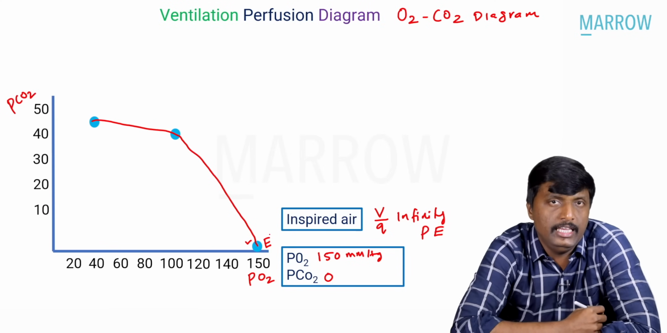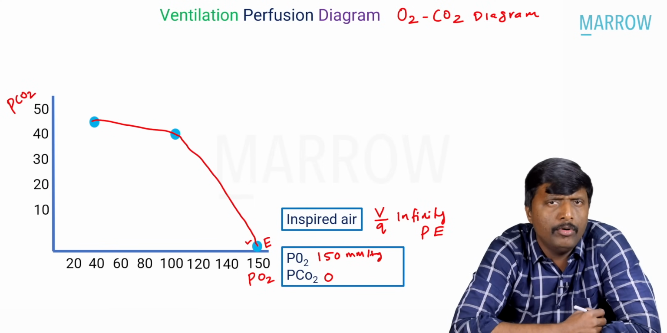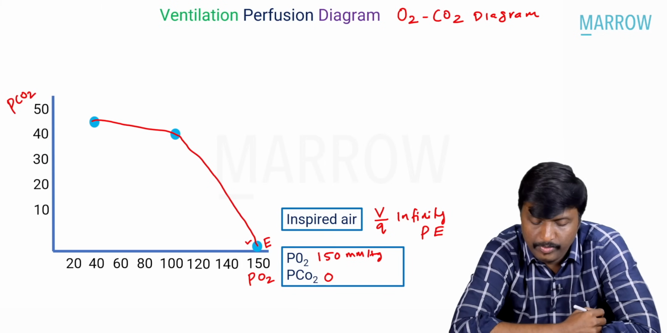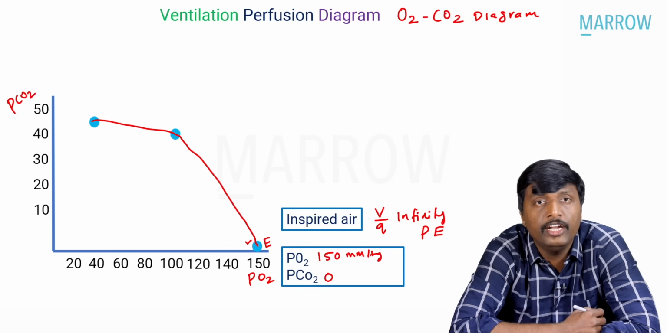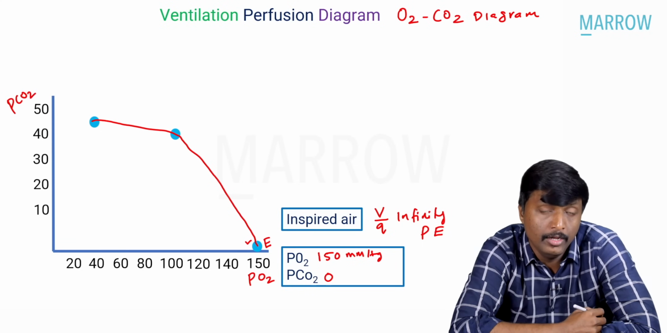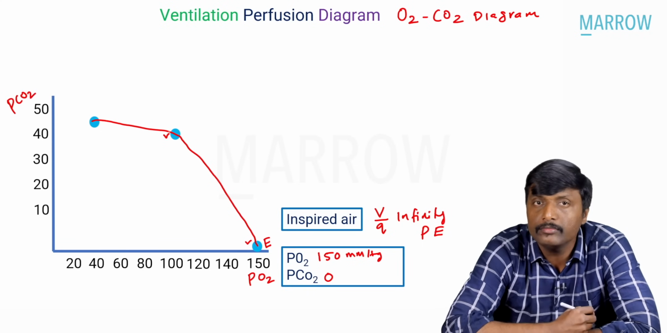It was point E. They asked about pulmonary embolism. Only inspired air is present here, there is no blood flow. PO2 150, PCO2 0, VQ infinity, pulmonary embolism. Look into this point here.